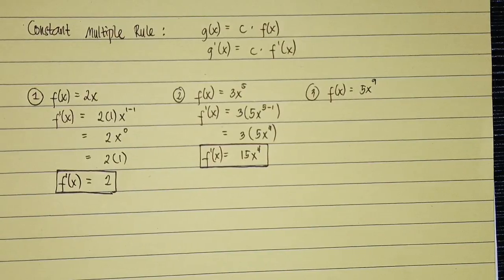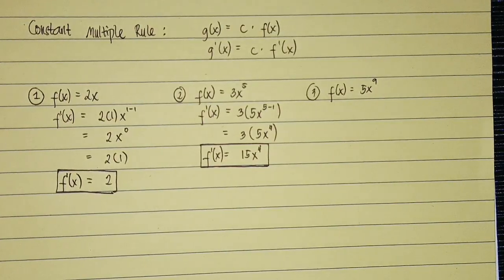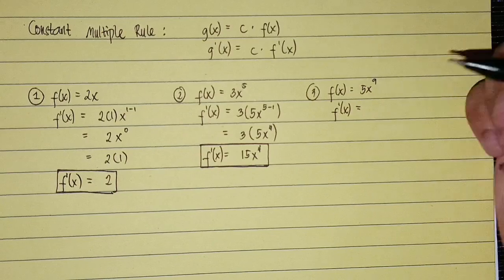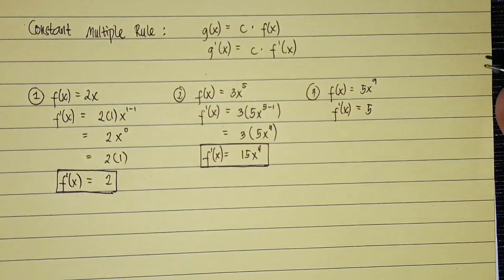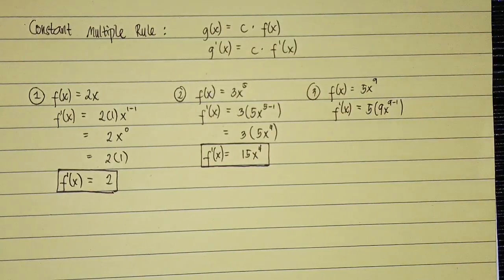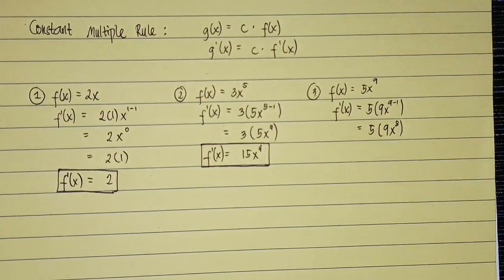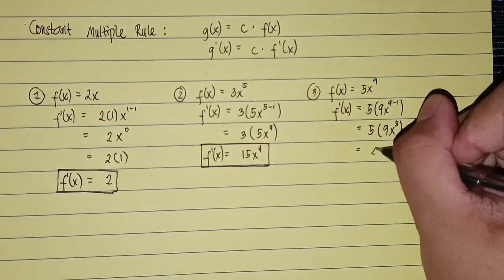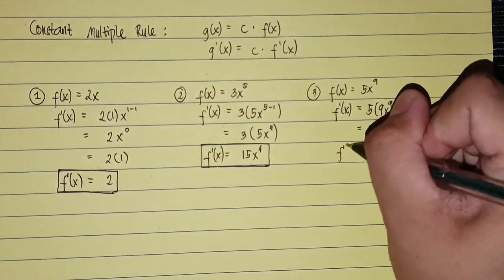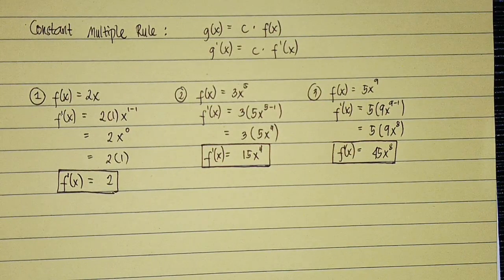Now, let's move to our last example, which is f of x is equal to 5x to the power of 9. Again, 5 is the constant and x to the power of 9 is the variable part. Let's apply the rule. So, this will become 5 times 9x to the power of 9 minus 1. Let's simplify. This will give us 5 times 9x to the power of 8. Let's simplify further. This will give us 45x to the power of 8. Therefore, the derivative of the function is 45x to the power of 8.